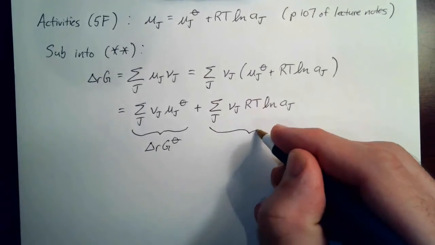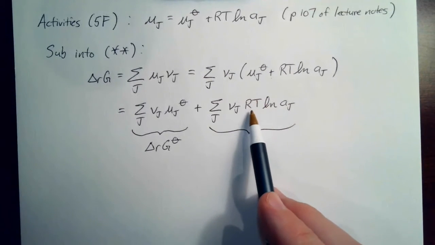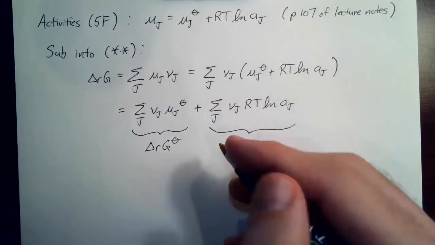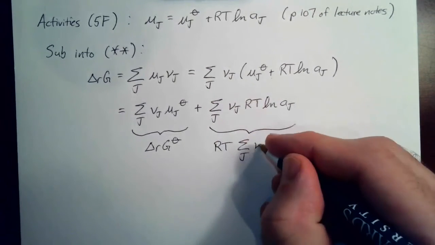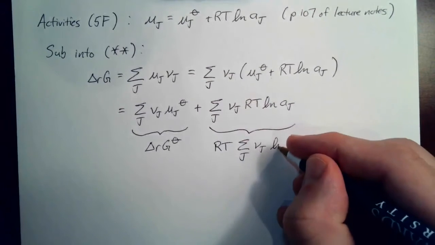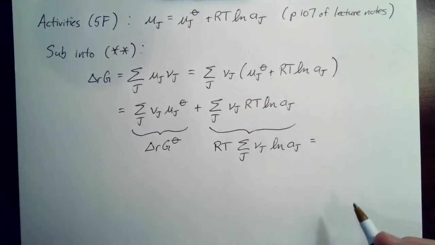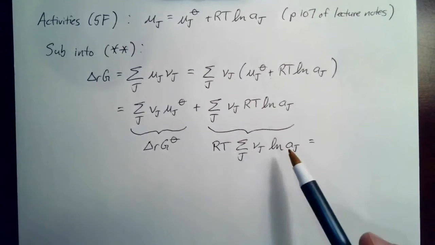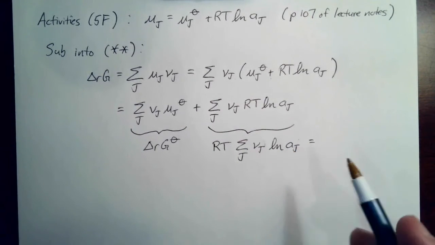Now, if we look at this term, I can factor out the RT because they don't depend on j. The sum is over j, so RT can come out of the sum. I have νj ln aj, which, using the property of logs, I can take this νj and move it up here to be the exponent of aj.